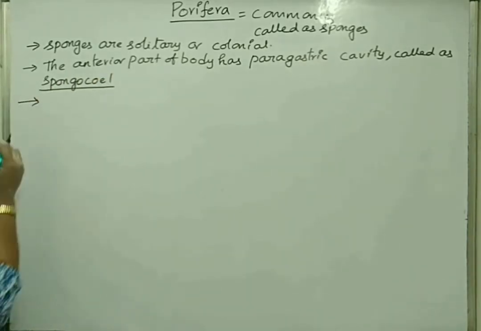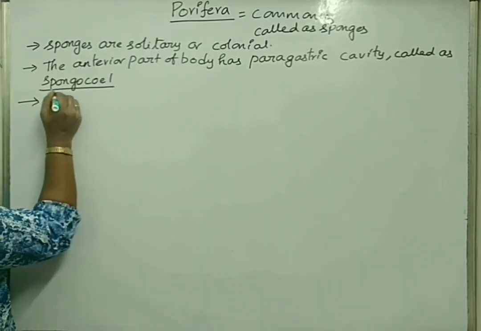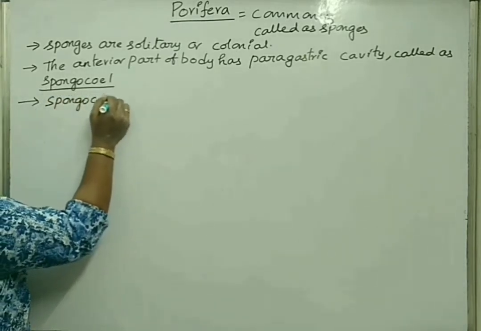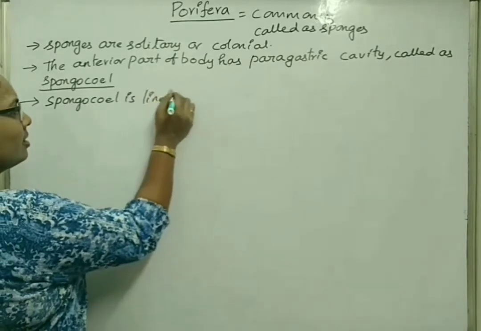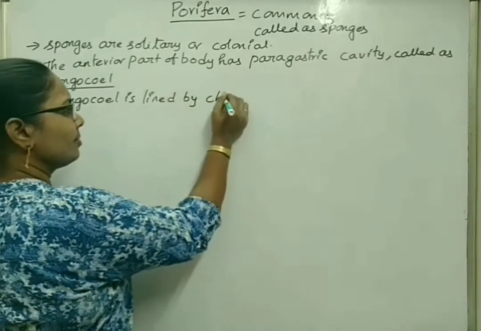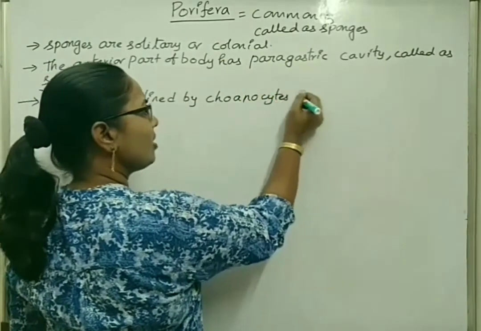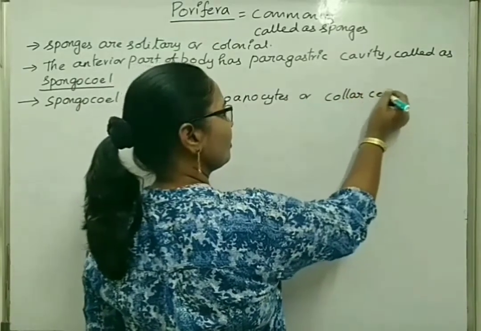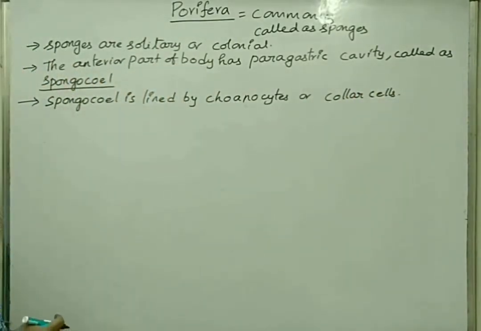Next. The spongiocele is lined by choanocytes. These are also called collar cells.